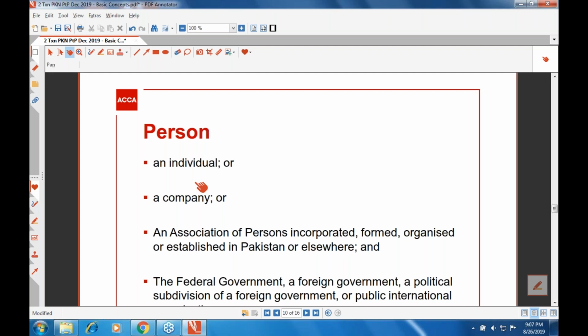Muhammad Amin is asking, I'm doing CMA from ICMAP, so will my fee be deductible? So yes, you can claim deduction. You can apply to the tax authority for the deductions.